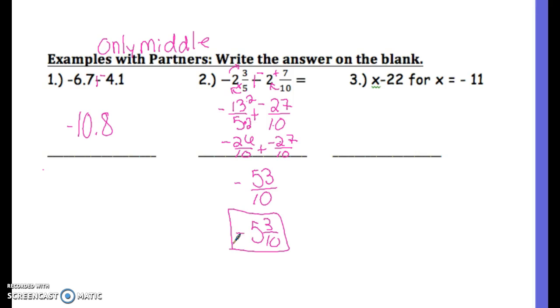Number 3, we're going to substitute, putting it in parentheses. Negative 11 minus 22. Change it to add the opposite. They're the same sign, so we will sum. 11 plus 22 is 33, and it was negative.